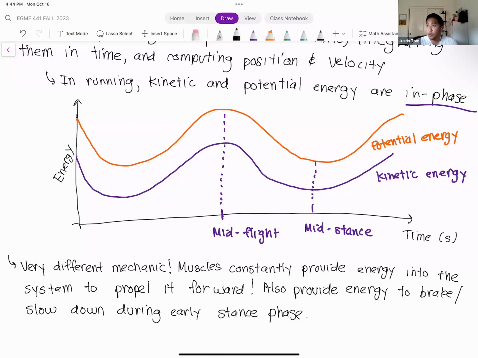So running relies much more heavily on your muscles, and that's generally true for a lot of human motions, or at least human motions that we're interested in from a scientific perspective. We're interested in how much energy your muscles are exerting. Okay. All right. Any questions on this?